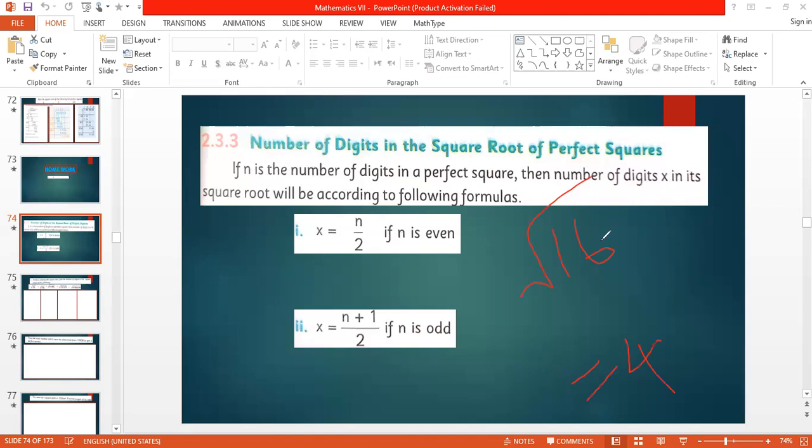Square root of 16 is 4. So you see here, how many digits are there? There are two digits. And after finding the square root, how many digits are there? Only one. So for this, we have a formula, n by 2. Here n is even. So how many digits are there? There are 2, dividing by 2. So you see your answer is 1. It means when we find the square root, you will get a number that contains only one digit.